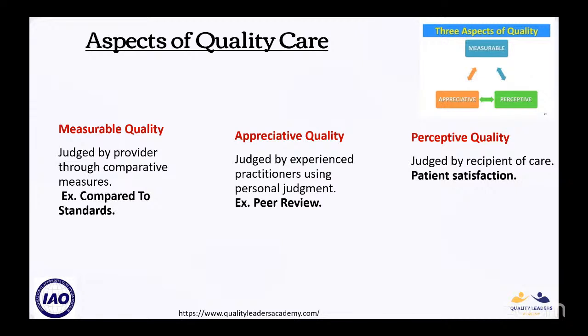Okay, remember, all these three aspects are important. A truly high quality healthcare organization or hospital excels in all three aspects: measurable quality, appreciative quality, and perceptive quality. They are complementary to each other, and they are never competing aspects. Definitely you are going to need the data for measurable quality. You are going to need the wisdom of appreciative quality to handle complex situations, and you definitely need the feedback from perceptive quality for truly patient-centric care, for the ultimate goal of systematic quality improvement.